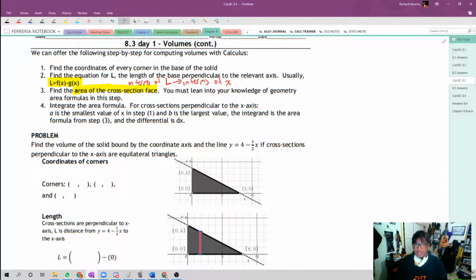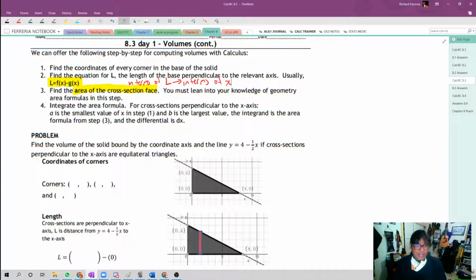You need to lean into your knowledge of geometry here because I'm not here to teach you all the geometric formulas for an isosceles triangle or a right triangle or anything like that. And nothing in this class should be some esoteric volume formula. So if an equilateral triangle is an esoteric formula to you, then you need to brush up on your geometry, okay?